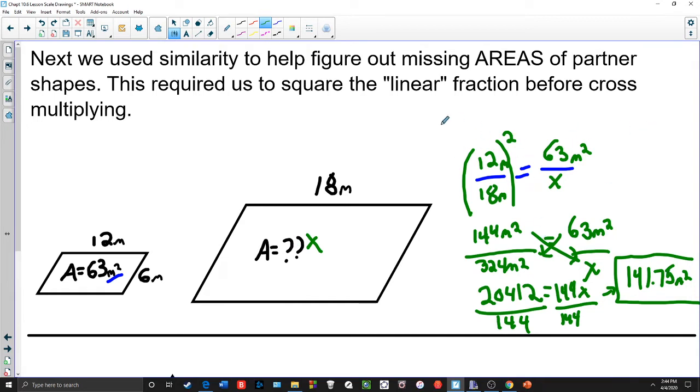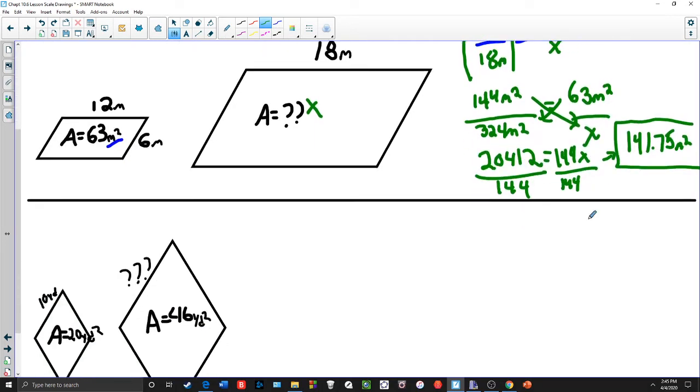Again, consistency is the key. But when you have the area, just remember to square your non-area fraction first. So this was a linear fraction because it dealt with the lengths. This was an area fraction because it dealt with the area. I had to square my linear fraction. That way it agreed with my area fraction, or at least agreed in the units that we're using, and then I could proceed from the problem.